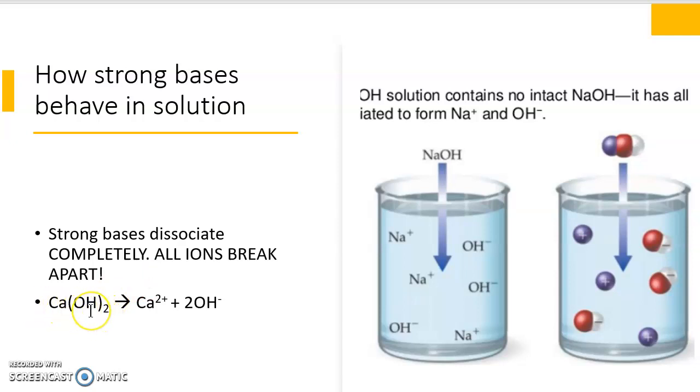So here's an example of calcium hydroxide. It's a strong base. It dissociates into one calcium ion and 2 separate hydroxide ions. Another example is sodium hydroxide. It's another classic strong base we use a lot. Sodium hydroxide breaks apart into sodium ions and then individual hydroxide ions. When we write them in an equation, notice it's also a one-way arrow because it's complete dissociation.